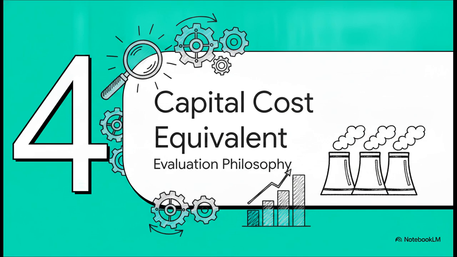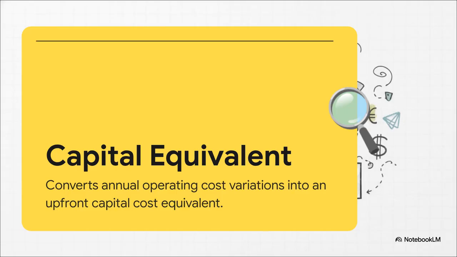That brings us to Section 4, the Capital Cost Equivalent Method. This is actually the evaluation philosophy championed by major utility leaders like NTPC. Okay, so let's break down what this definition actually means for your bottom line. The Capital Cost Equivalent Method is brilliant because it translates long-term operational performance straight into your initial price tag. Instead of looking at two different capital costs and then kind of vaguely guessing at operational savings over the next 20 years, this method takes those annual operating cost variations, things like improvements in your heat rate or steam generator efficiency, and directly converts them into an upfront capital number.